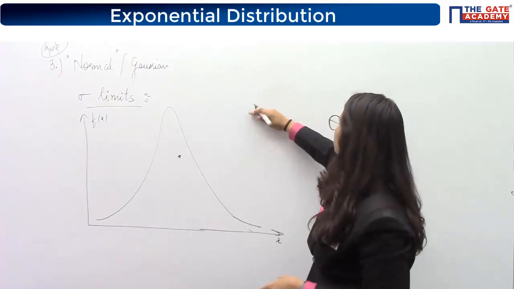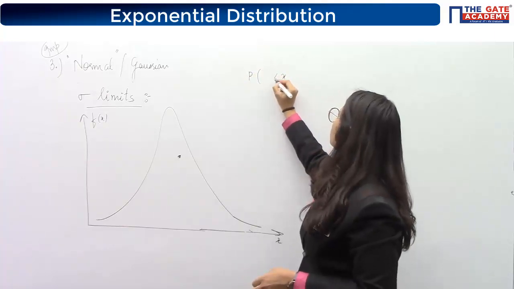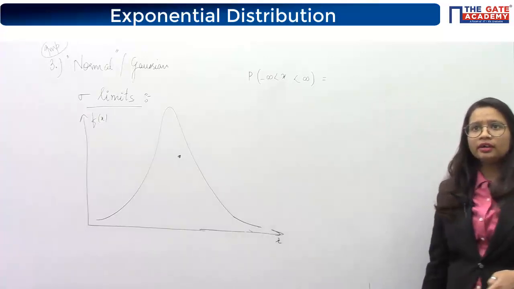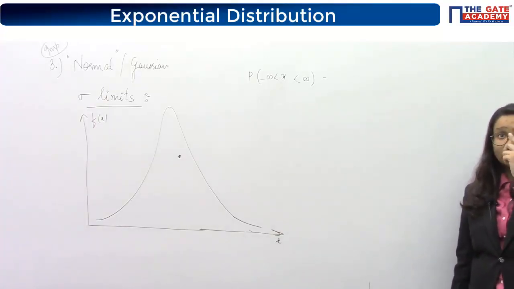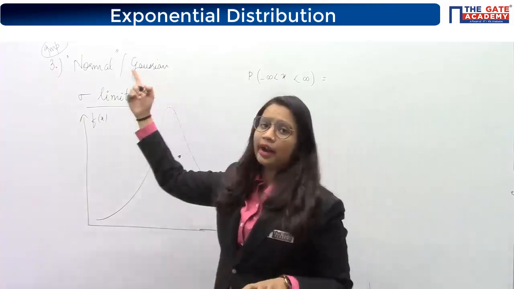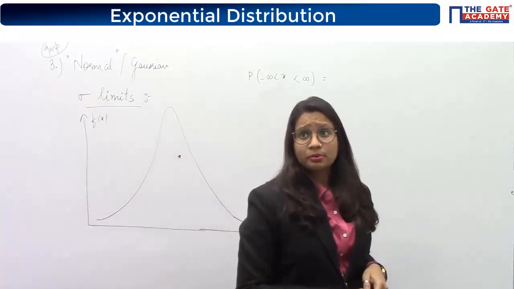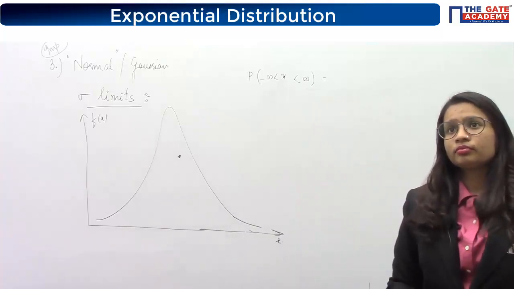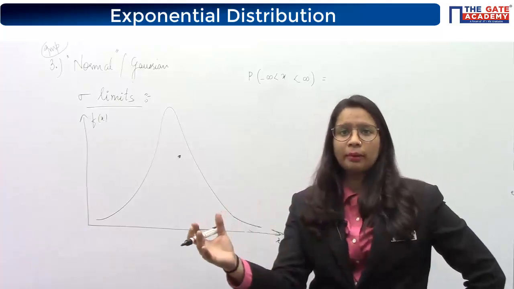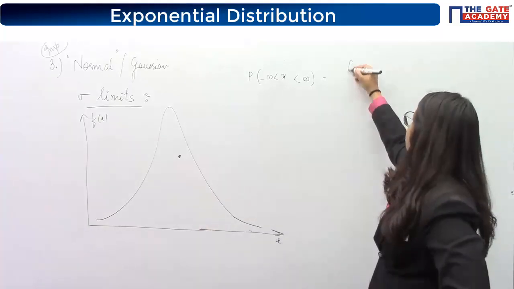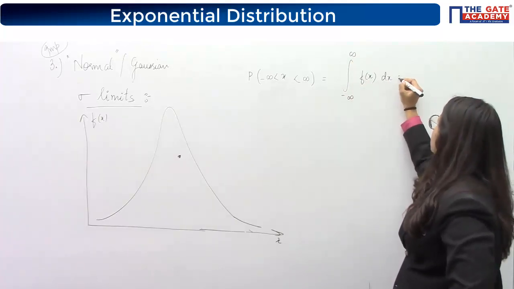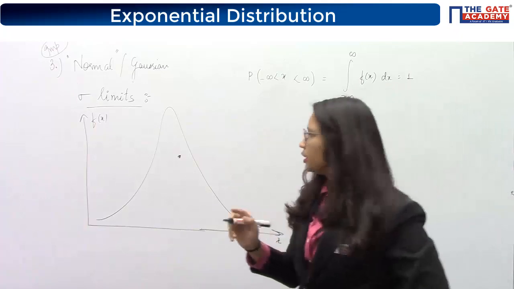Or let me write it in terms of probability. What will be this probability? I have not told you anything about x, just that it is a normal random variable. Then what will be this probability? Can you guess? Yes, definitely it will be 1, because the total probability is nothing but 1. So the integral from minus infinity to infinity of f(x) dx will be 1. We know this thing.